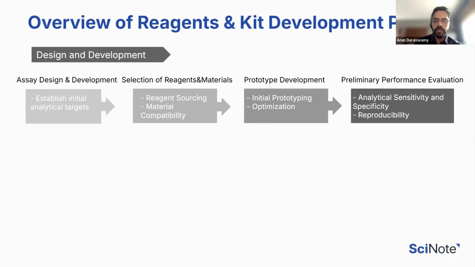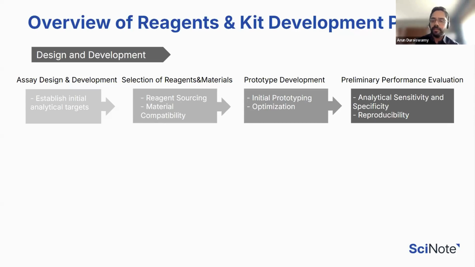From here, we move on to design and development. So here, in the context of assay development, you'll be establishing your initial analytical targets, what you want your LOD or LOQ to be, what's the target sensitivity or specificity you're going for. So all of this you'll be establishing during the design and development phase. And then also, of course, identifying the reagents and materials that are going to be used. Can you source these materials? Are they financially feasible? Are they compatible with the instruments that you're planning on using these reagents on? So all of this happens during the development process as well.